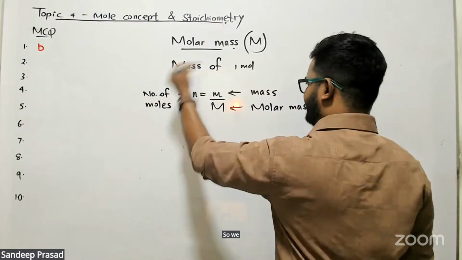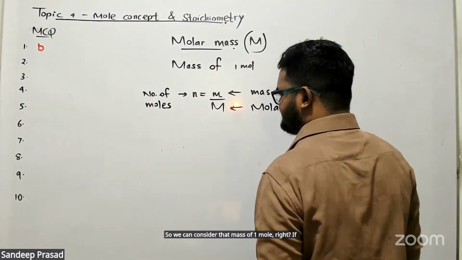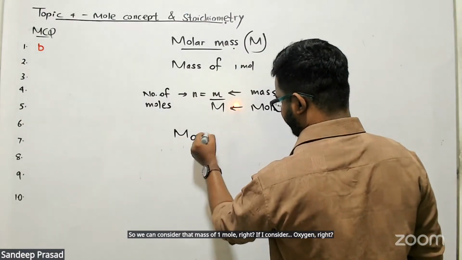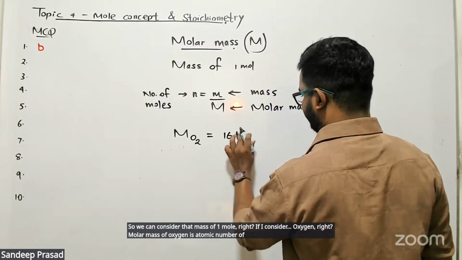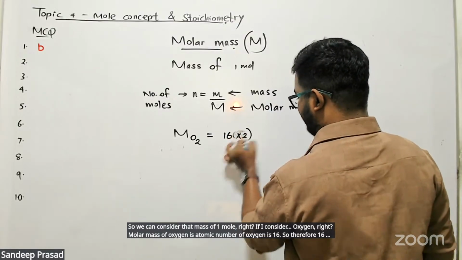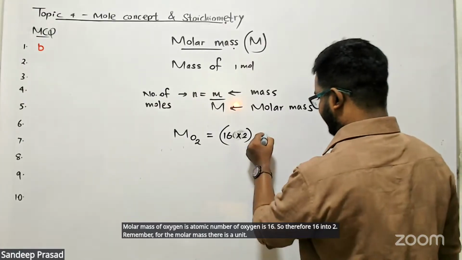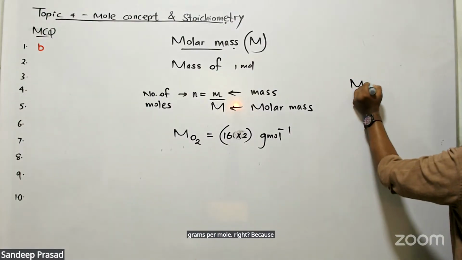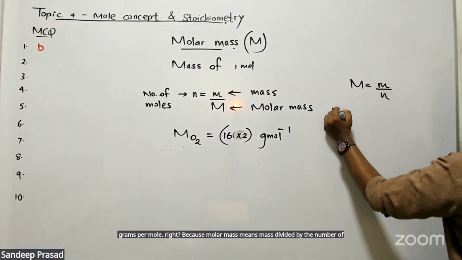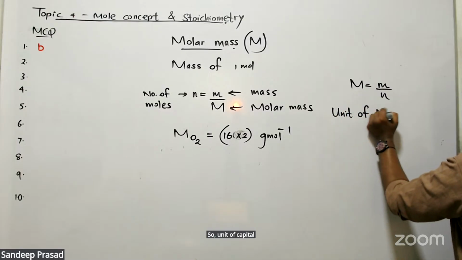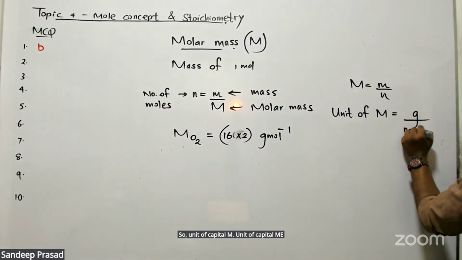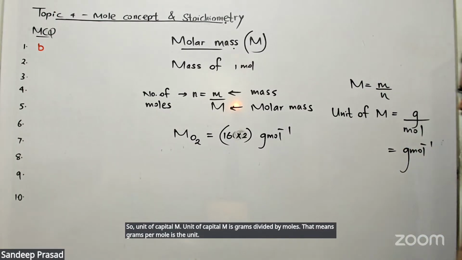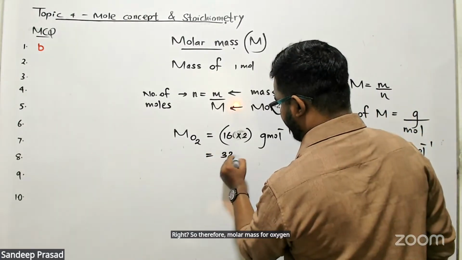We can consider it as the mass of 1 mole. If I consider oxygen, the atomic mass of oxygen is 16, so therefore 16 into 2. Remember, for the molar mass there is a unit, grams per mole, because molar mass means mass divided by the number of moles. So the unit of capital M is grams divided by moles, that means grams per mole. Therefore the molar mass of oxygen is 32 grams per mole.